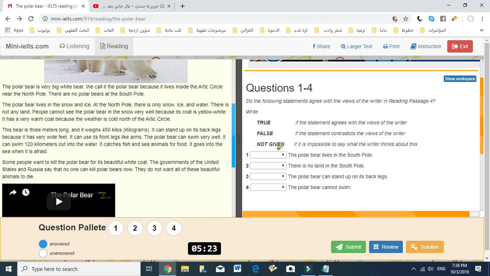It's true, false, not given. Okay, I will mark the key word of each question. The polar bear lives, okay, in the South Pole. There is no land in the South Pole. No land, South Pole. The polar bear can stand up on its back legs.